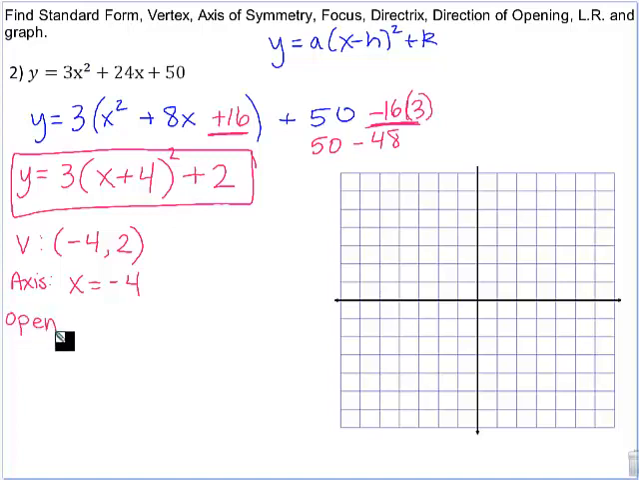Which way will this open? Up? Okay, so now we need to figure out what the focus and the directrix is. It's positive 3, so it's going to go up. So we need to figure out what the focus and directrix is. So we have to figure out what 1 over 4a is equal to. So what's our a value? 3. So 1 over 4 times 3 is what? 1/12.